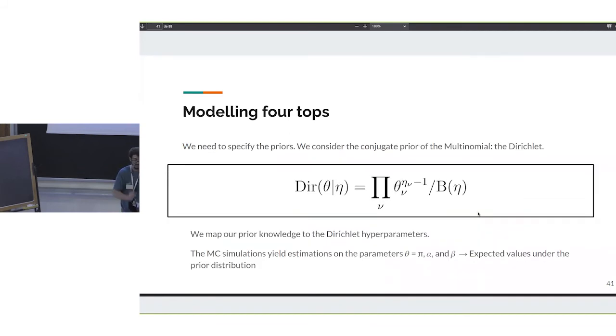So to specify the priors, and this is another assumption that we make and that makes inference easier. This is not to bake in physical bias, but just to make inference easier. We will parameterize our prior distributions using the conjugate prior of the multinomial, which is the Dirichlet distribution. A Dirichlet distribution is a distribution that samples multinomials.